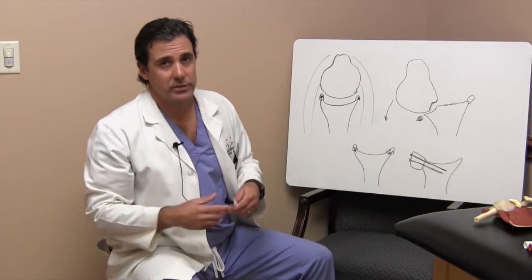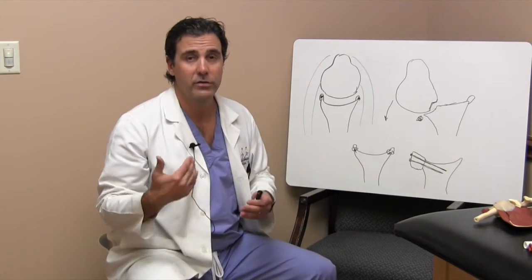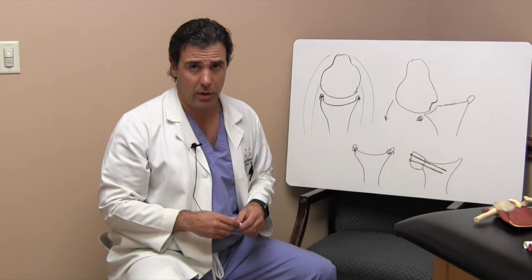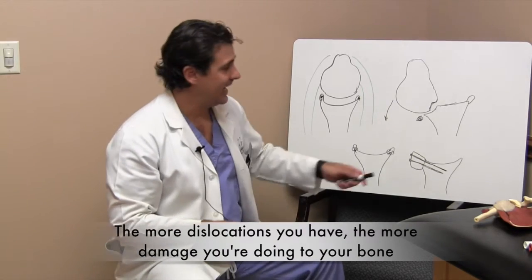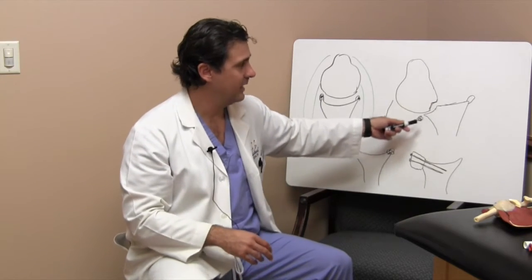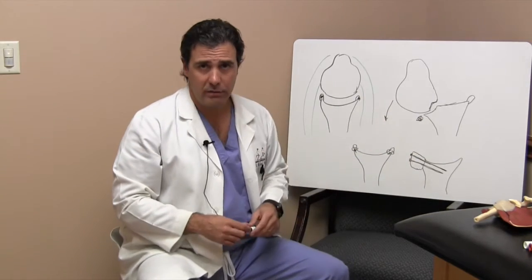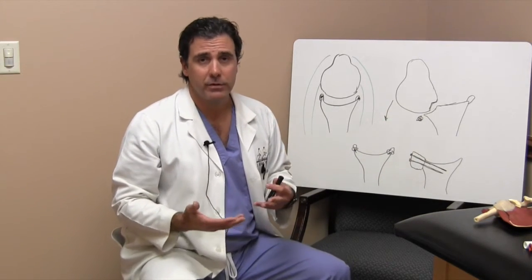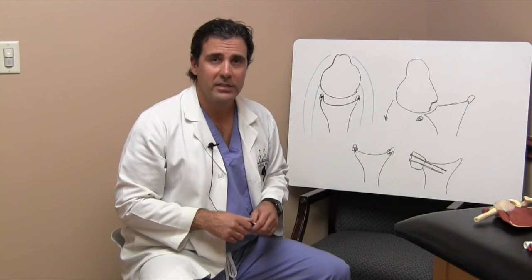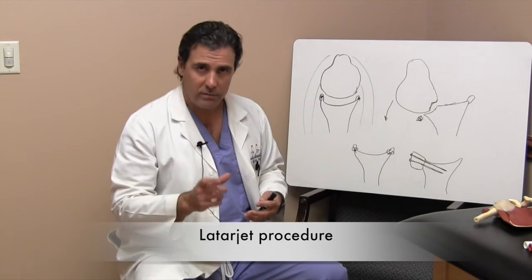Now in chronic situations, and the reason that you want to get this evaluated if you have multiple dislocations, you don't want to let this go on too long, because the more dislocations you have, the more damage you're doing to your bone. And over time, you're basically sanding down that bone. The more dislocations occur, the ball rubs down that anterior glenoid or posterior glenoid, and creates a bony deformity. And that makes it much more difficult to fix this arthroscopically. So there are ways to fix it, but it involves a little bit more invasive procedure, and it's called a Latarjet procedure. And we do those as well, but it involves an incision.